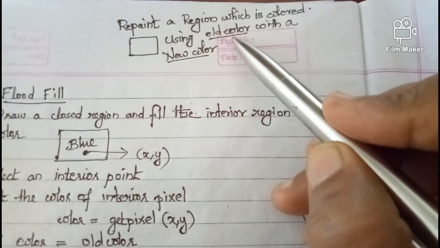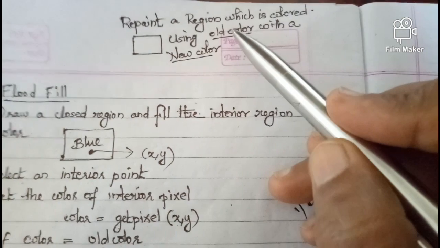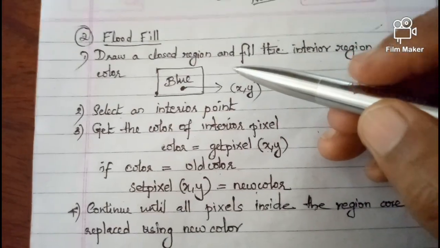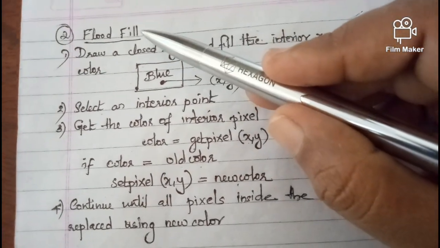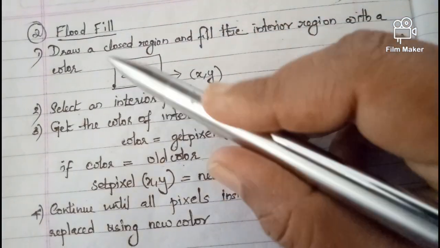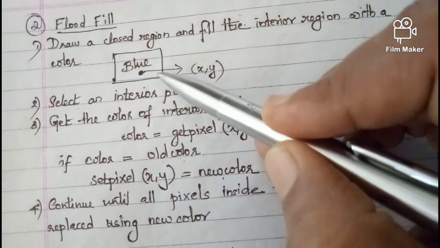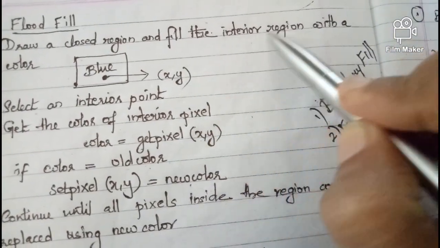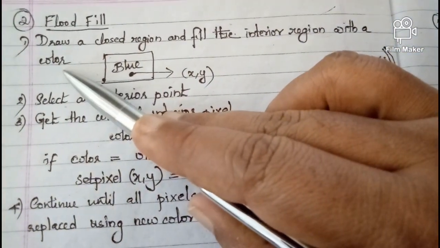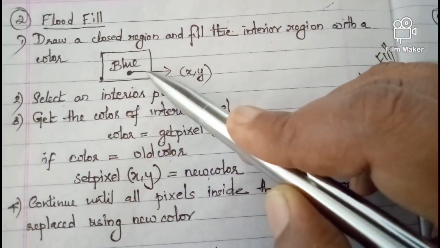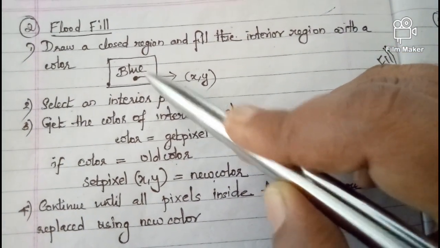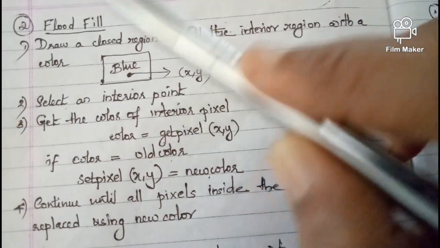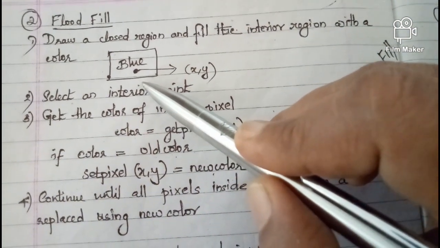So flood fill can be used to replace an old color with a new color. Okay, now let us see how it works. To implement the flood fill algorithm also, we need a closed region. Once you have drawn a closed region, next you have to fill the interior region with a color. That means you have to fill the interior portions with some color. And now using this algorithm, we will be replacing the color of each pixel with some new color. Okay, and let us see how it works.